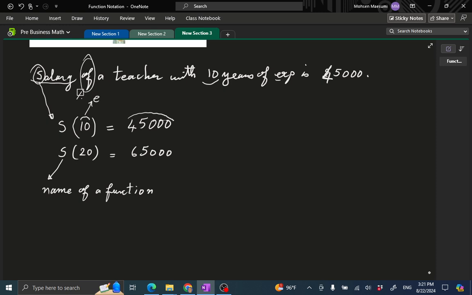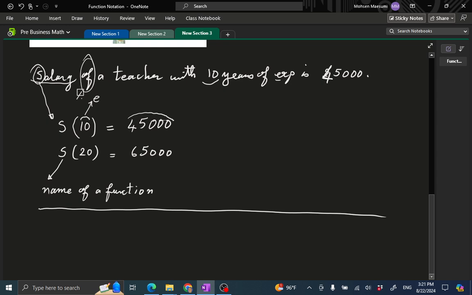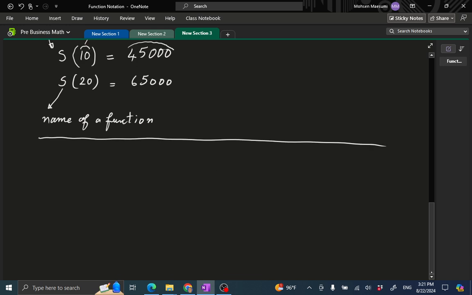Now let's go to some mathematical functions. So let's go outside of this example to things that are more mathematical. If I write y is equal to f of x, these are now all generic things. x is some number, y is some number, f is the name of a function. And then we write an example.